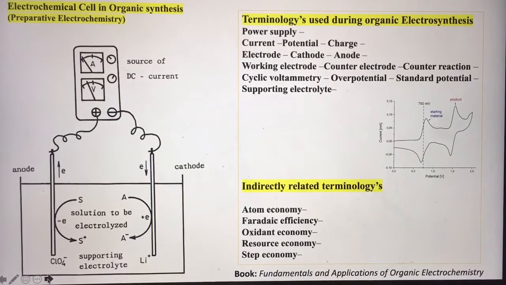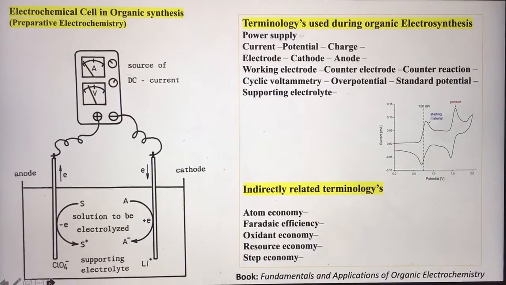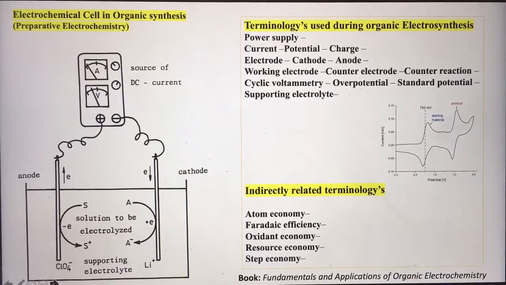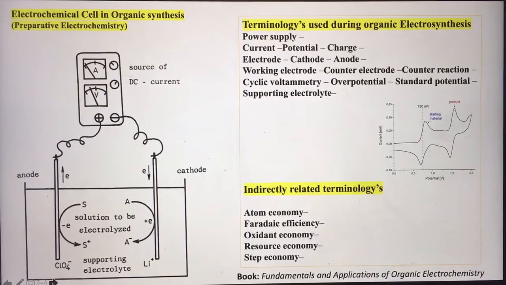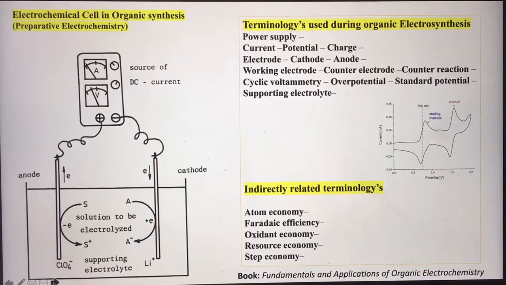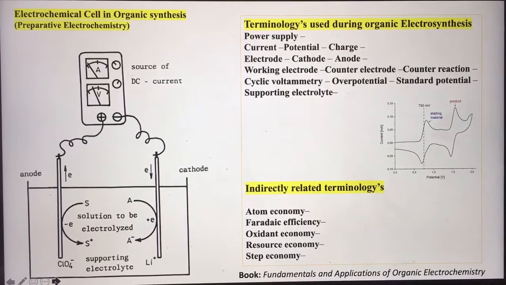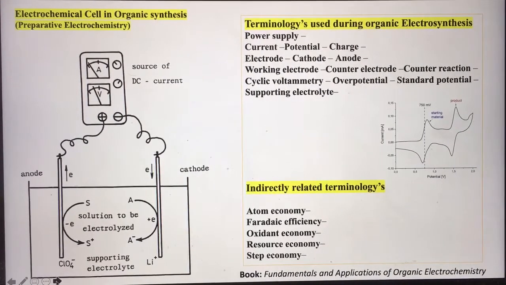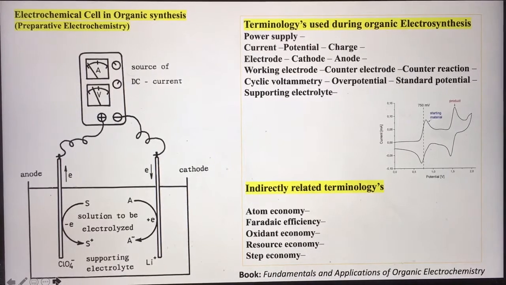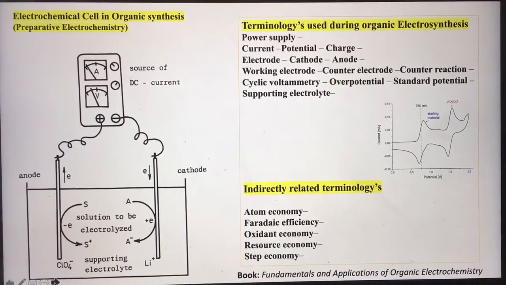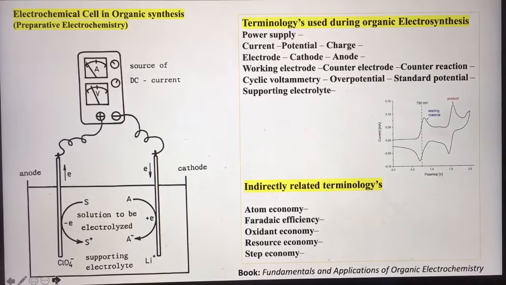Electrochemical cell in organic synthesis. This process is also called preparative electrochemistry. An electrochemical cell contains a power supply, electrodes, anode and cathode, reaction mixture, and supporting electrolyte.